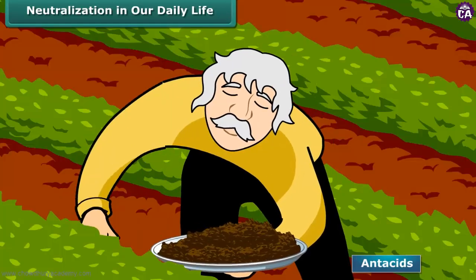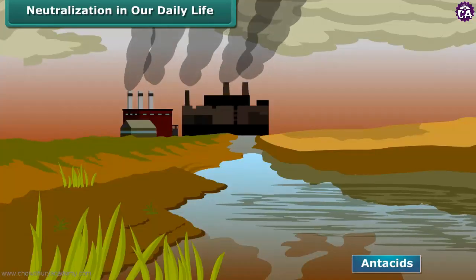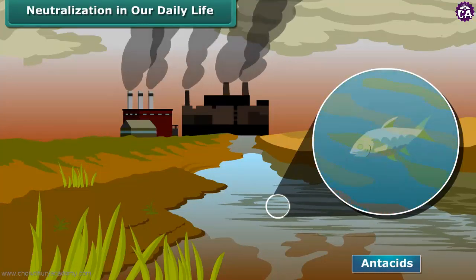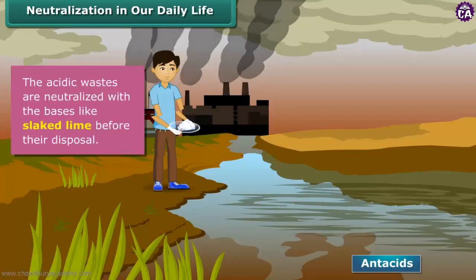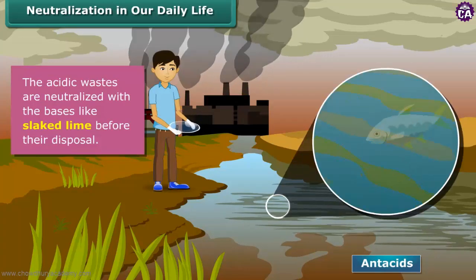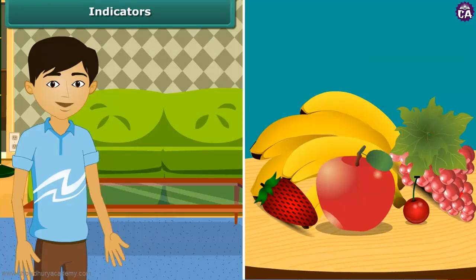Soils which we use for cultivation can become acidic or basic in nature. The basic soils are treated with organic compounds which release acid. Thus, the soil becomes neutral. Many factories release acidic wastes which, after falling in the water bodies, damage them. As a result, living organisms of water die. The acidic wastes are neutralized with bases like slaked lime before their disposal. Students, how can you find that a fruit is acidic or basic?